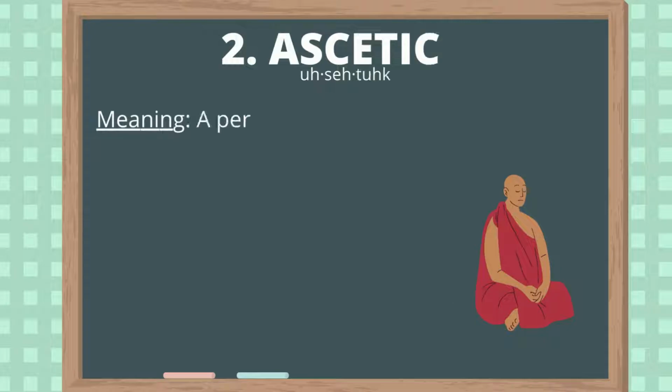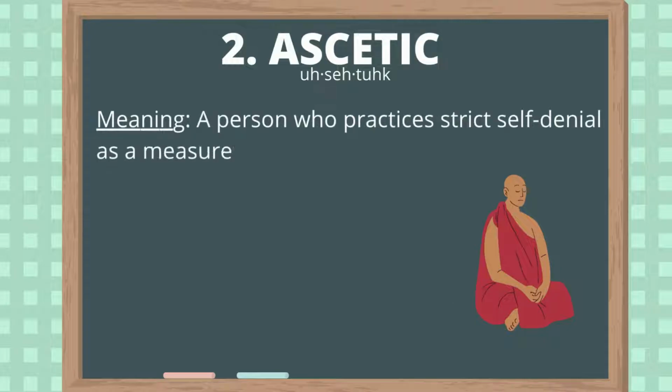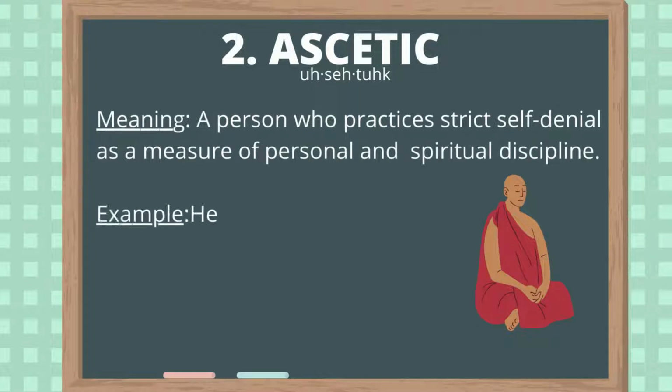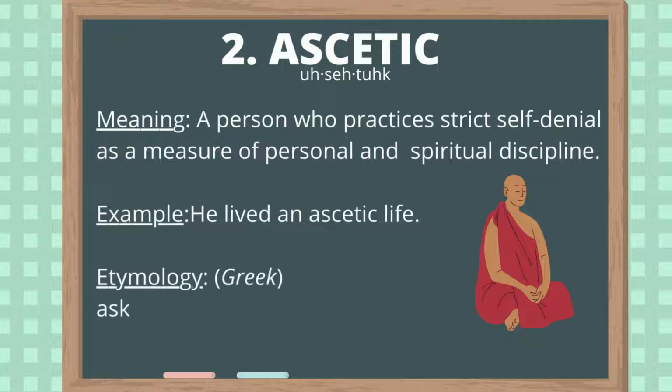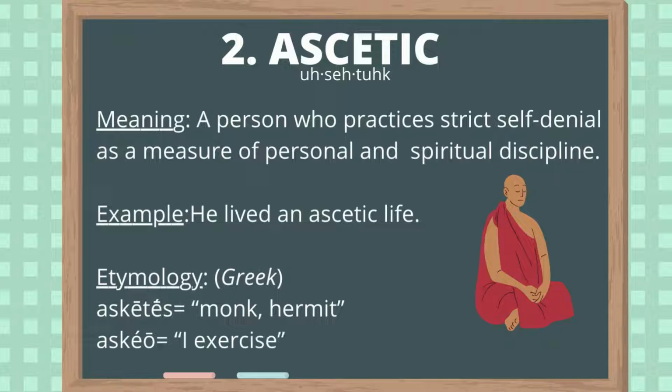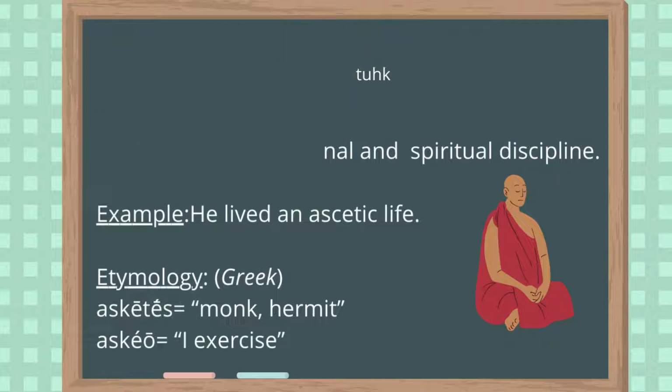Number 2. Ascetic. An ascetic person is someone who practices strict self-denial as a measure of personal and spiritual discipline. For example, he lived an ascetic life. Ascetic has been derived from Greek words asket, which means monk or hermit, and askeo, which means I exercise.